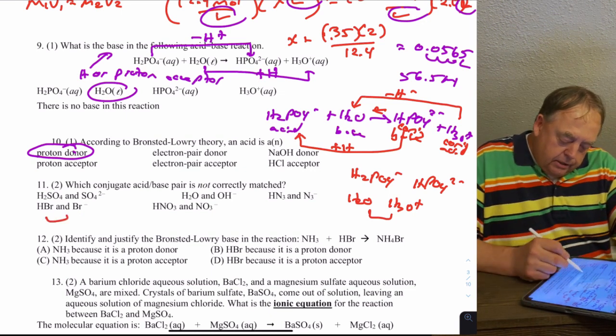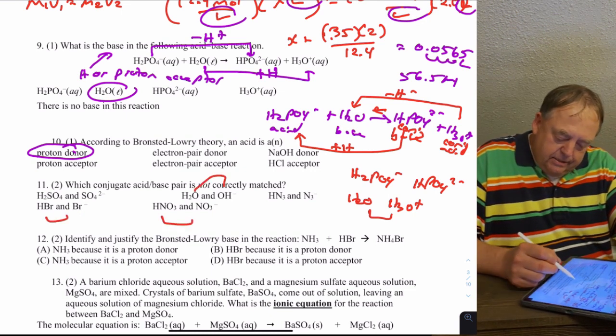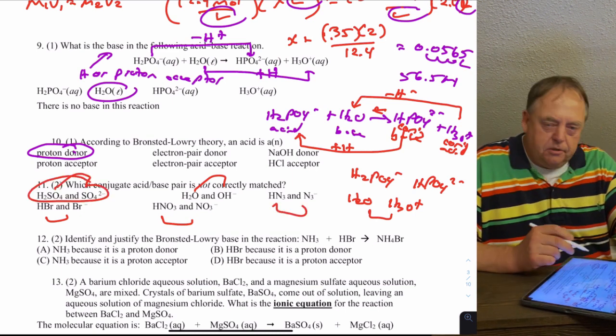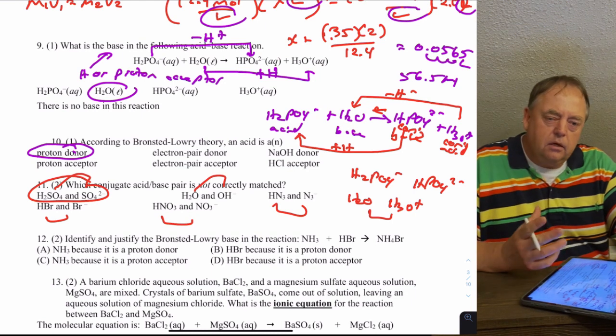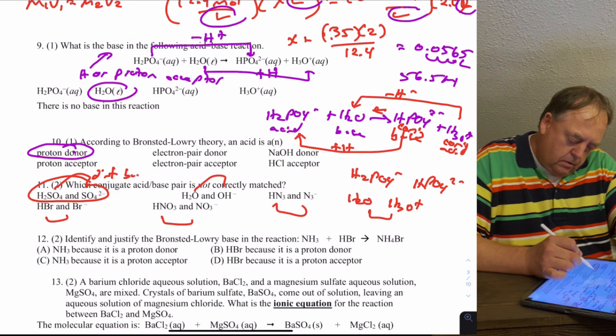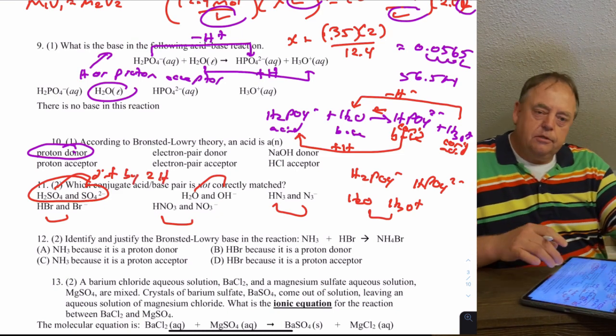These differ by 1 hydrogen, these differ by 1 hydrogen, these differ by 1 hydrogen, those differ by 1 hydrogen, these differ by 2 hydrogens. That's not a right conjugate acid-base pair. So that would have been the answer.